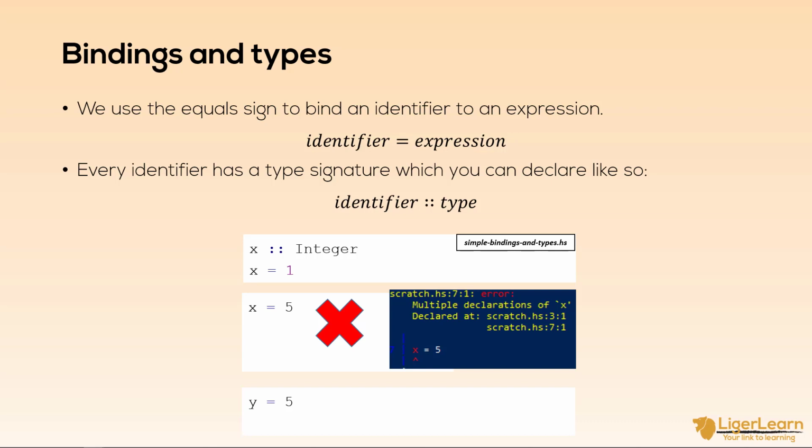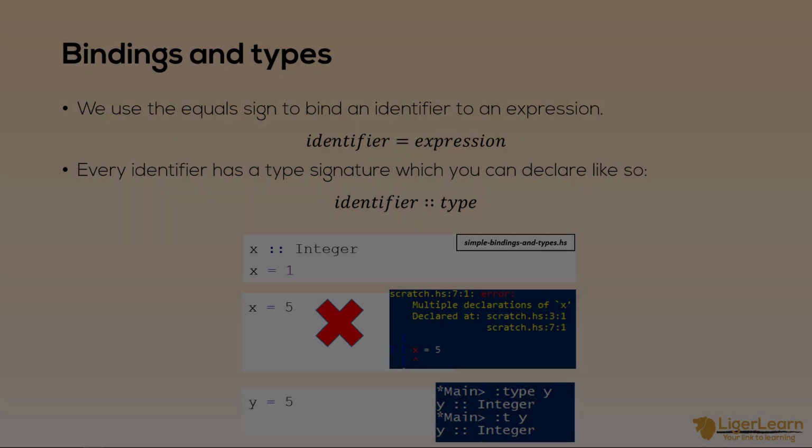Now you will notice that for the binding of y, we did not declare the type. This is because, as we mentioned before, Haskell has type inference, so the majority of the time, if we do not declare the type, the compiler can infer it for us. Even though you don't strictly need to declare types, it is recommended that you do for all top-level declarations within a file. If you load the file in GHCI, you can use the command :type followed by the variable name, which in our case is y, to see the type which the compiler has inferred. In our case, it is obviously an integer. And as a shorthand, you can also just type :t followed by the variable name.